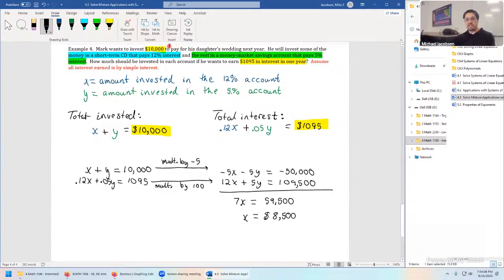Which is most of the money. So this person is trying to maximize. We wonder why even use account Y, but maybe there's a good reason for that. This person's trying to maximize interest. Getting $1,095 is partially done by dumping most of the money in the higher rate account.